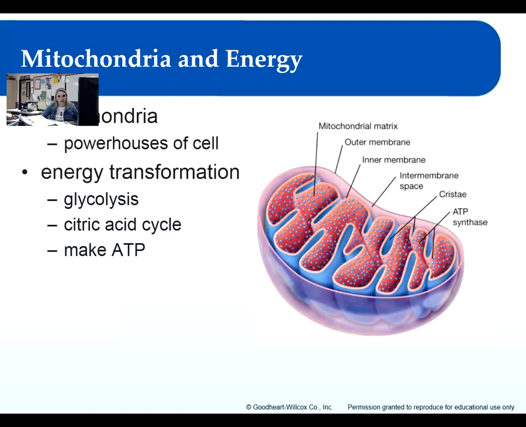Typically, it's muscles, okay? That's what's going to use the most energy. So energy transformation takes place in 2 basic cycles. First, we have glycolysis, and this starts the ATP production. This is the breakdown of the glucose. It happens in the cytoplasm, the gel that's in between the membranes.